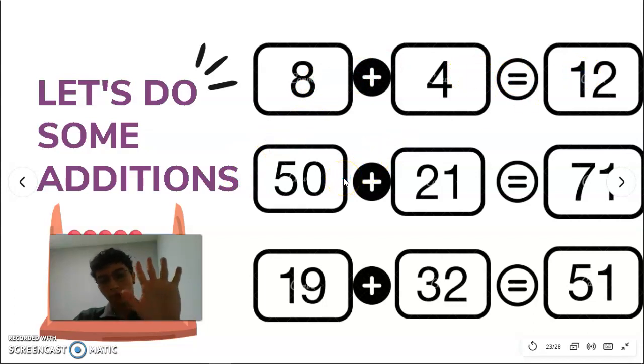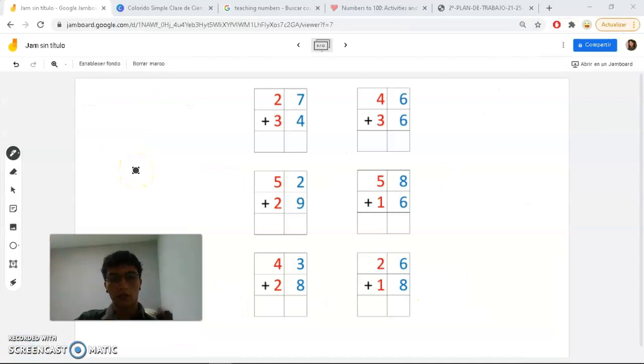50 plus 21 is equal to 71. 19 plus 30 equal to 51. So after the examples, we have here some additions. Remember, we are going to do the addition, but taking into account the numbers in English. For example, here we have 27 plus 34.